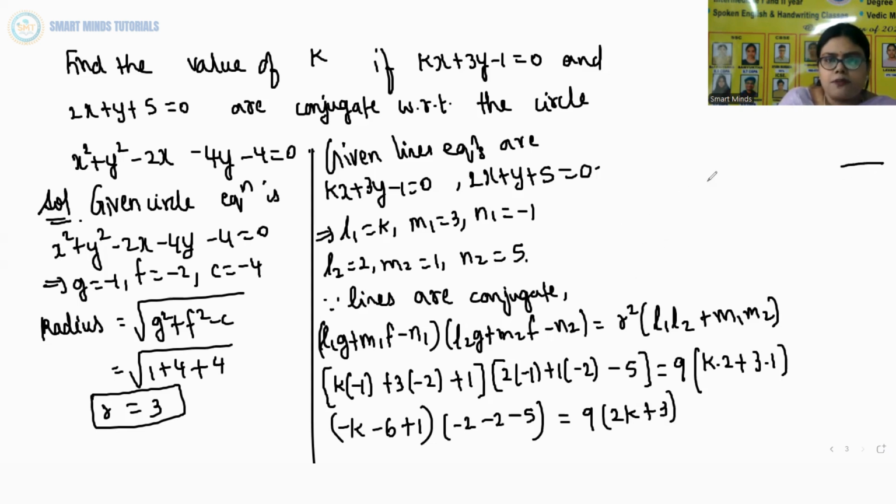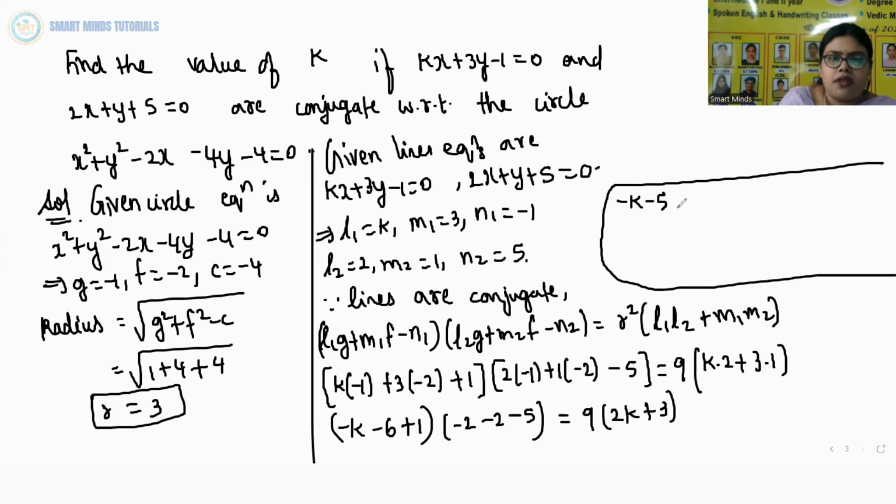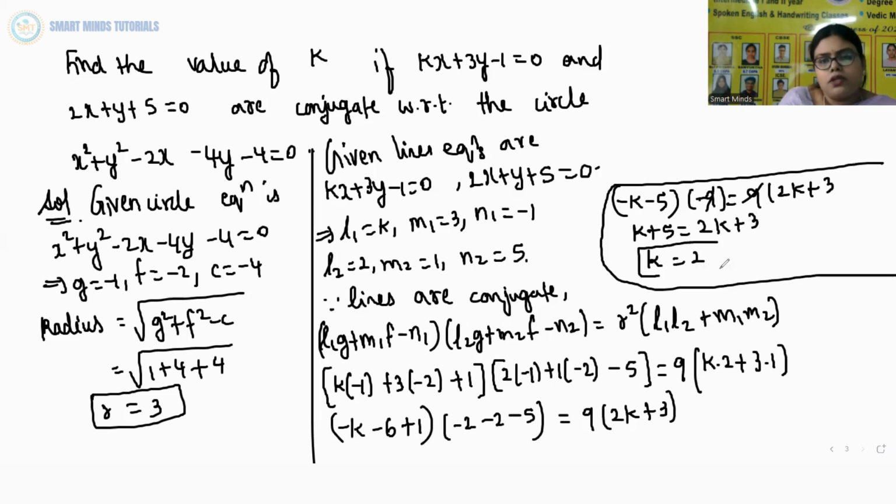Okay, so the last part I am doing over here. Minus (k minus 5) into minus 9 is equal to 9 into (2k plus 3). 9 cancels. This minus, if I multiply inside, we get k plus 5 is equal to 2k plus 3. K, if I take that side, it becomes k, and 3, if I take this side, we get 2. So k is equal to 2 is the final answer.